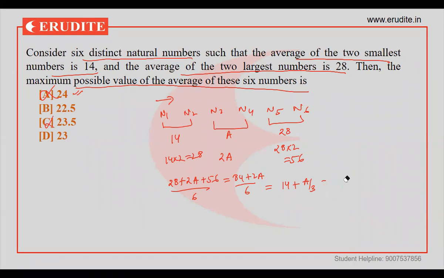Now check with the next big option, that is 22.5. If I'm taking 22.5, a by 3 is 8.5. The a value is 25.5, which is lesser than 28. So this is the maximum value we can have for the average of these six numbers. So my correct answer is option number B. I hope that it is clear to everyone. Thank you.